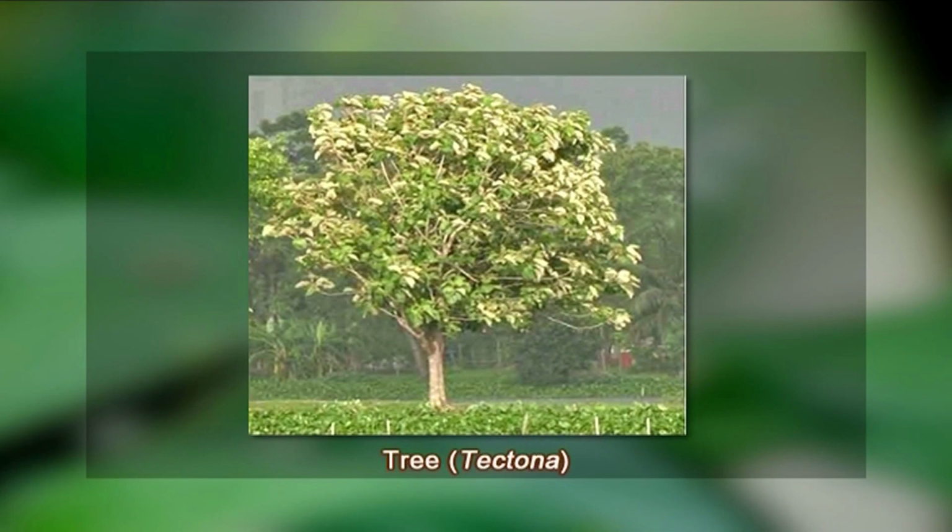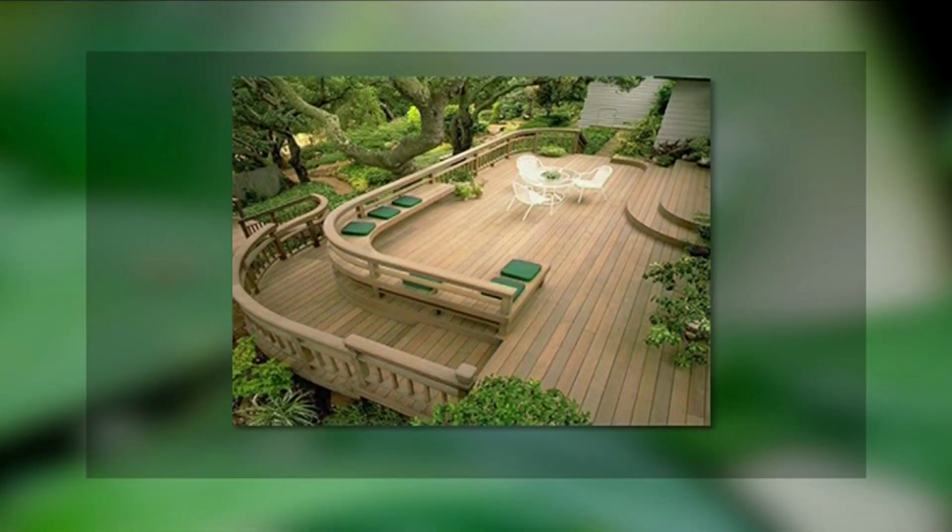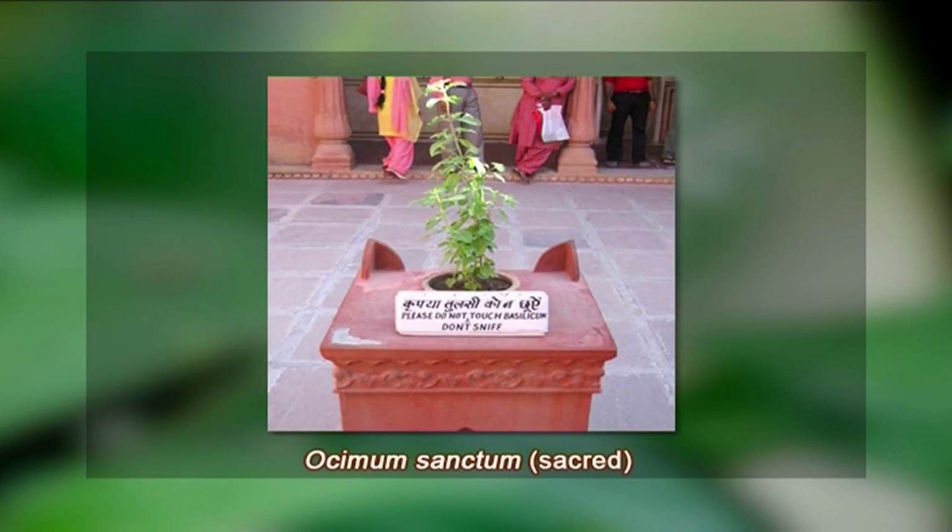Teak, a very important timber plant, scientific name Tectona grandis, is an important tree that is widely used in construction and the furniture industry. This teak belongs to family Lamiaceae. Then the basil, the scientific name Ocimum sanctum, is considered a sacred plant by Hindus in India.